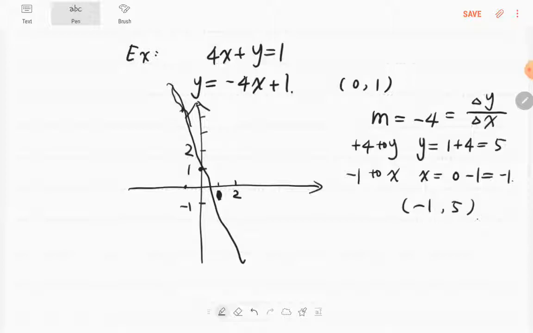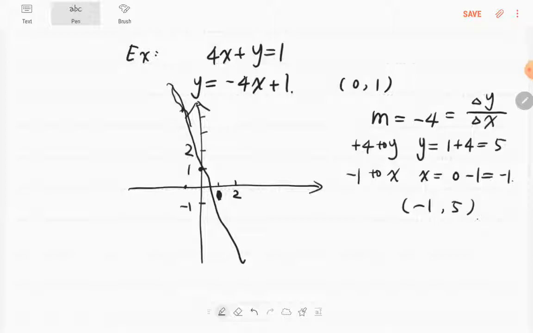How can we get to point 2? We start with 0, 1. So first, y is equal to 1, right? But if we add 4 to this y value, from 1 to 5, we'll get 5. Similarly, the change in x should be negative 1.